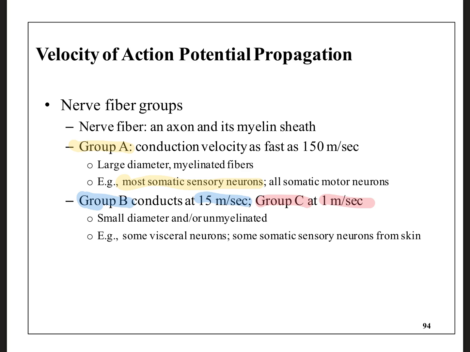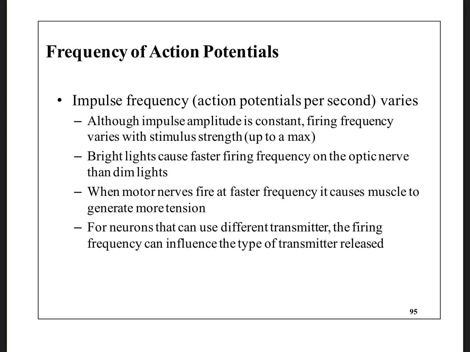Some visceral neurons. How long does it take to recognize whether or not you're hungry? Visceral neurons, movements, right? How do things move around in your organs? Some somatic sensory neurons from the skin, right? A little bit slower than what you see from your eyes, right? The sensory information from your eyes and ears. So different types, again, depends upon presence of myelination and the thickness of the fiber itself.